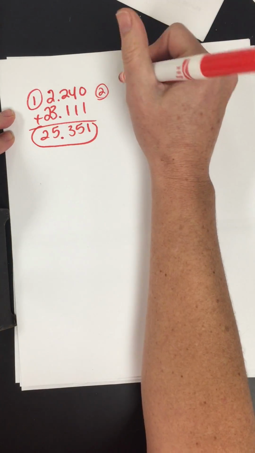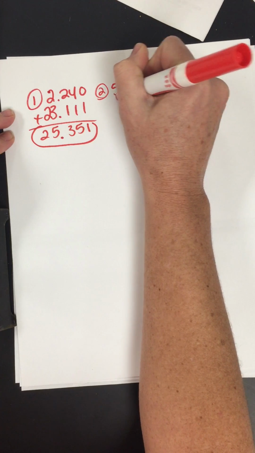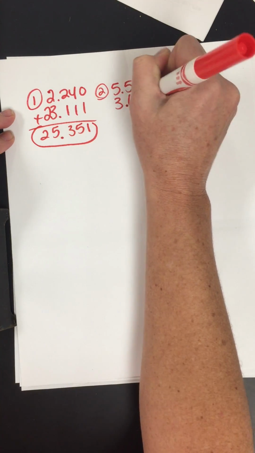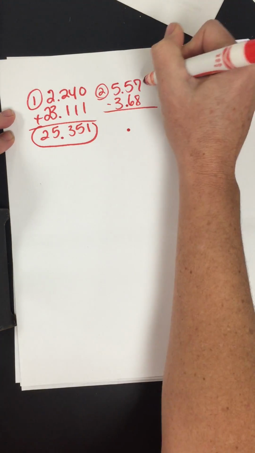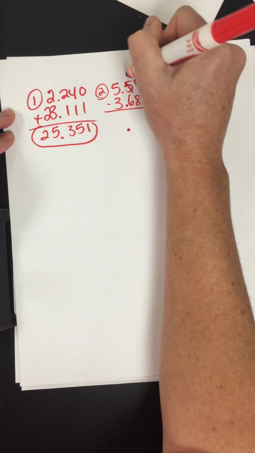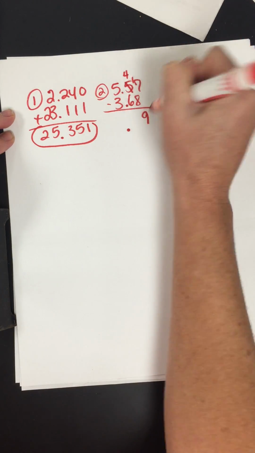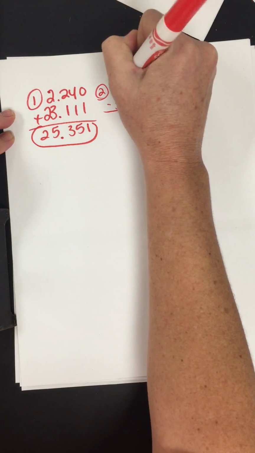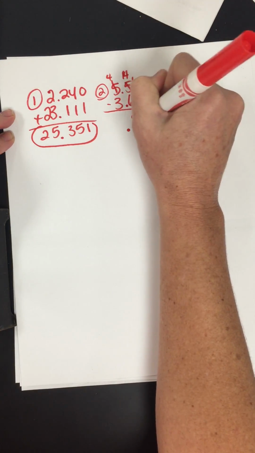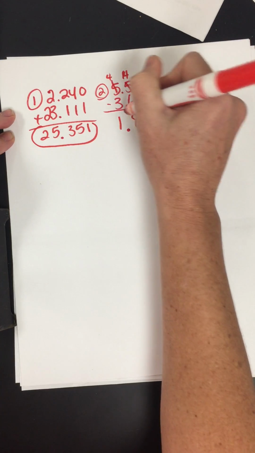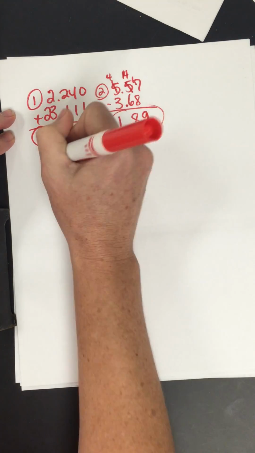Number 2, additionally with subtraction, we have to line up our decimals. We bring our decimal into our answer and then we subtract like normal. Can't do 7 minus 8, so borrow from the 5, make it a 4, make this 17. 17 minus 8 is 9. Can't do 4 minus 6, so borrow from this, make this 14. 14 minus 6 is 8. 4 minus 3 is 1, and you get an answer of 1 and 89 hundredths, or 1.89.